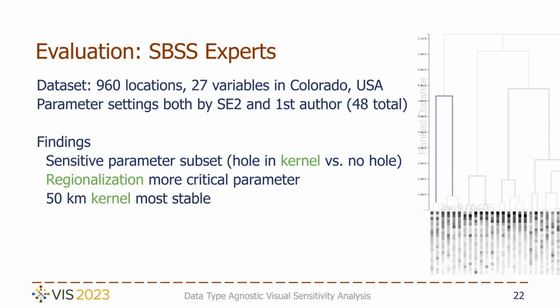They discovered that regionalization is the more critical parameter because the dendrogram shows output versus regionalization and is gray primarily, plus output clusters were neatly grouped by regionalization. Finally, the 50 km kernel parameter was most stable.